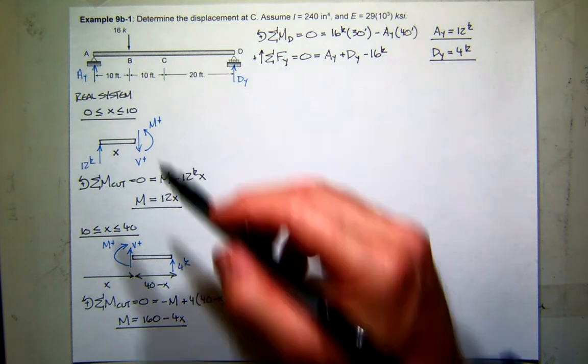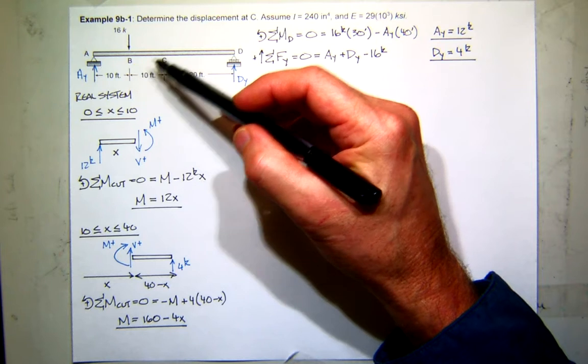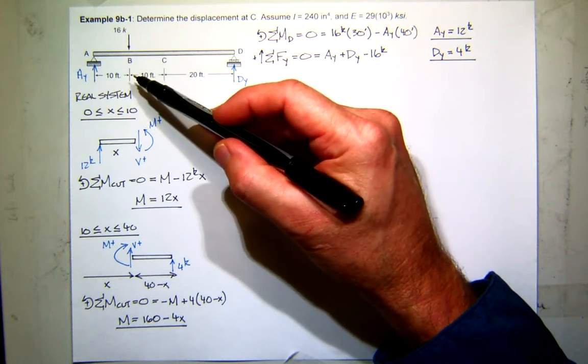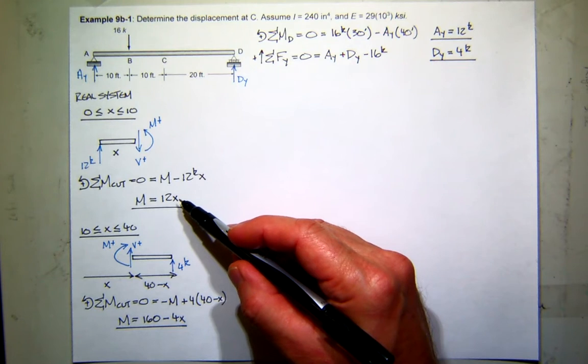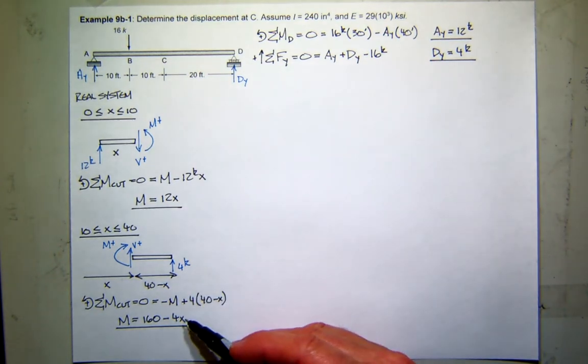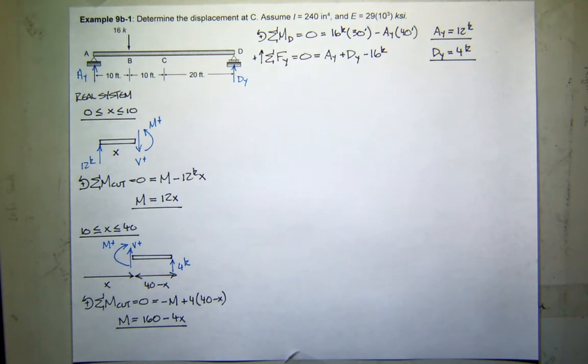Great. I also know that where the two moment equations meet, and there's not an applied moment, they should have the same value, and that should be at x equals 10. So I put in x equals 10 here, I get 120. I put x equals 10 here, I get 120. So I feel pretty comfortable that my moment equations are right.